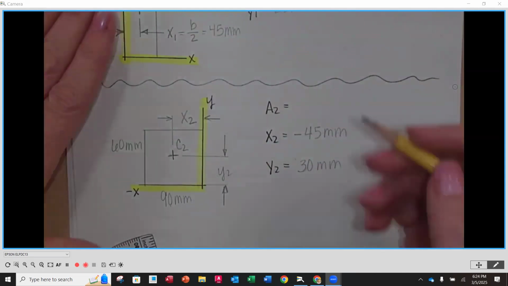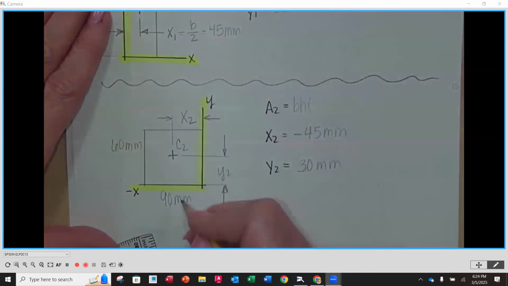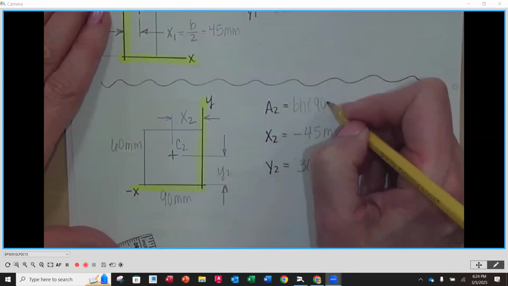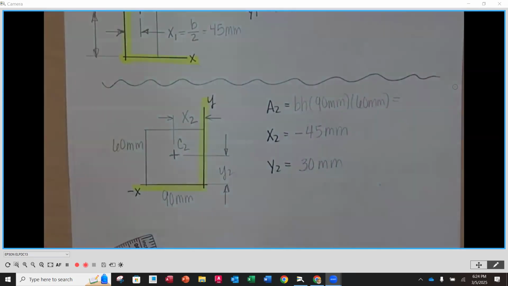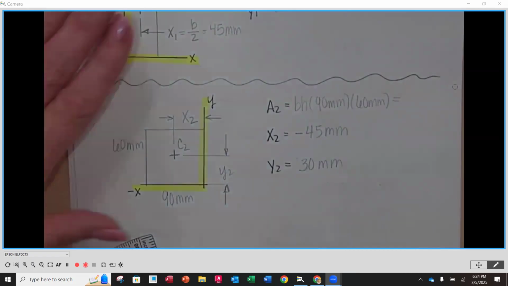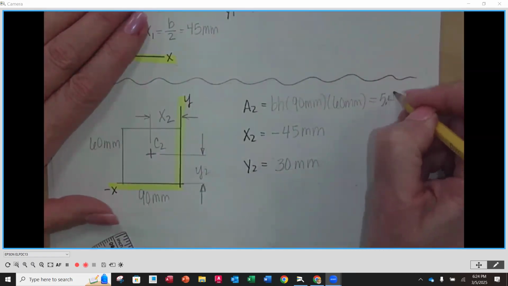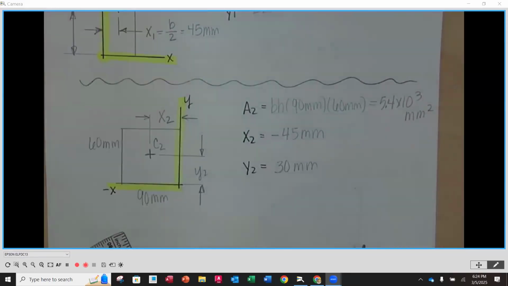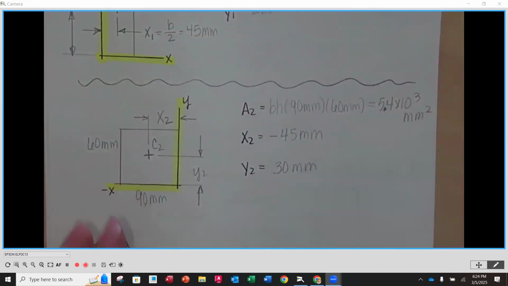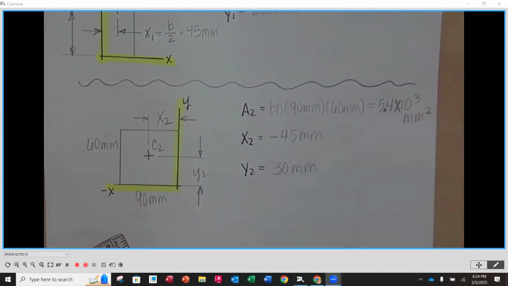And then we need to do area. So we know that to be base times height. So it's going to be 90 millimeters times 60 millimeters. So if we take 90, it's going to be 5.4 times 10 to the third millimeters squared. So 5.4 times 10 to the third, or 5,400 millimeters squared. Okay, any questions on those two? All right, let's turn the page.